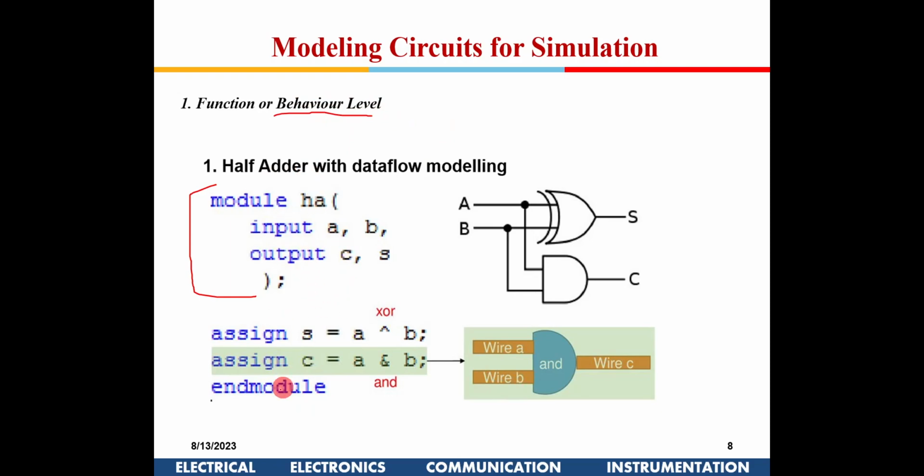When I am writing at the behavioral level, I am not even bothered how it is going to be synthesized, or what the gates are. That is for the tool to decide, what kind of gates it will put, whether it is going to implement with NAND, NOR, XOR, or AND, whatever it is. So when I'm writing, first the circuits have to be modeled, and I can model the circuit at this level itself.